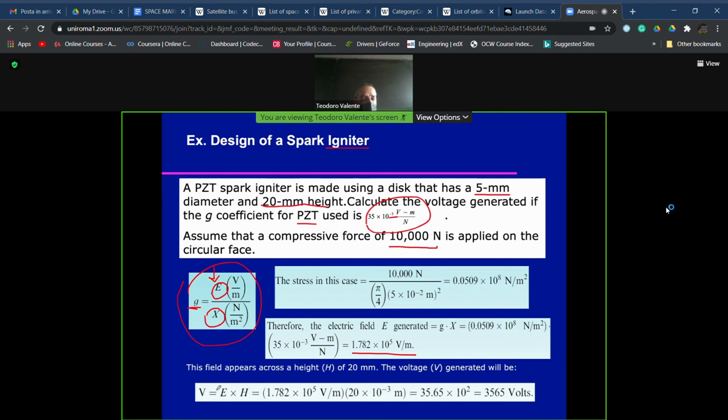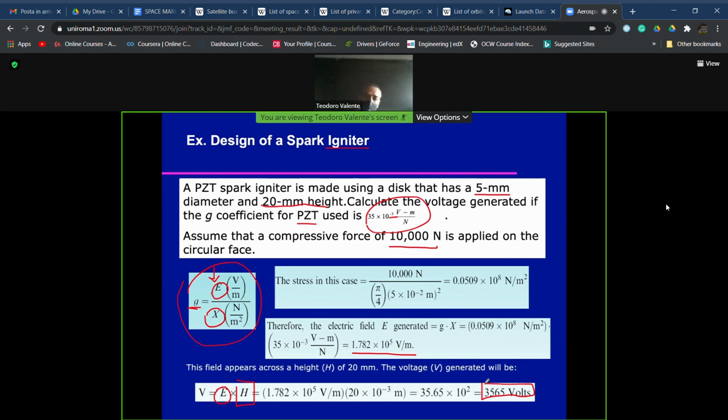Then if we multiply the value of the electrical field by the thickness of the disc, that is 20 millimeter, we are able to calculate the voltage. And you see here the figures. It's more than 3,000 volts, which is not so low, okay? So this piezo effect can be very, let me say, significant in this way.